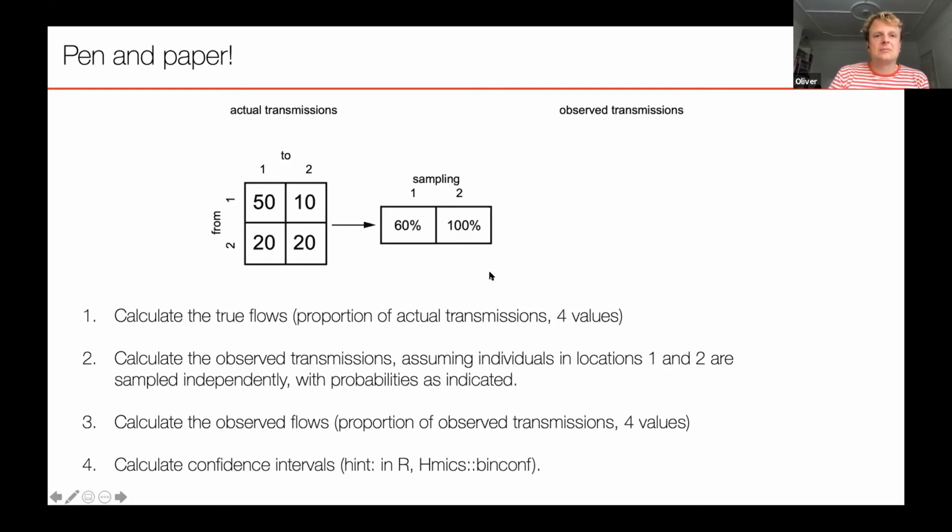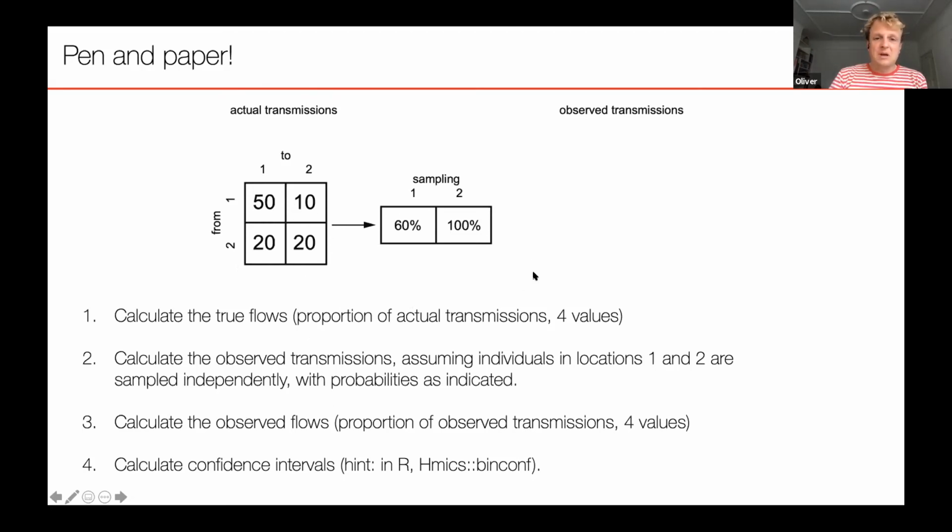Based on these numbers that you see on the screen, the idea is, can you as a group calculate the true flows? So what's the proportion of actual transmissions? These should be 4 proportions and they should sum to 100%. So that's the actual transmissions.